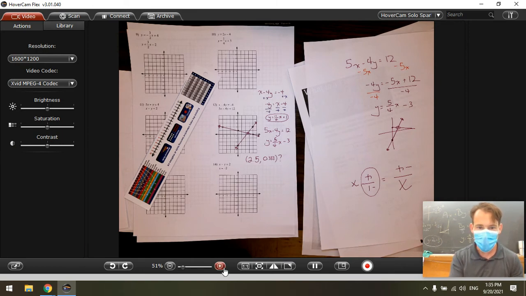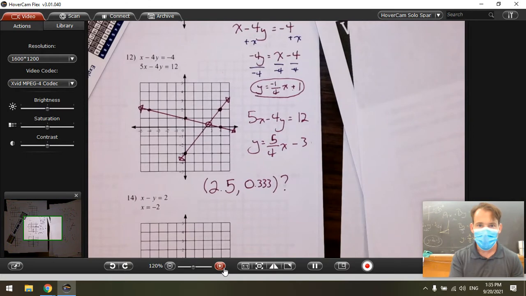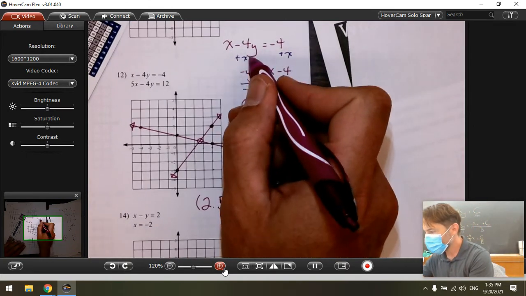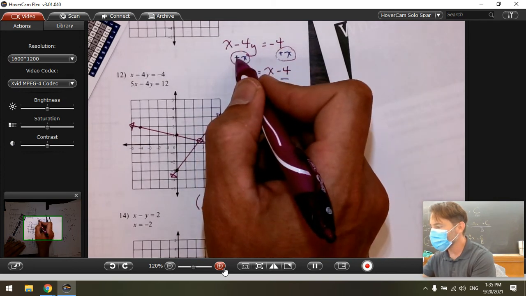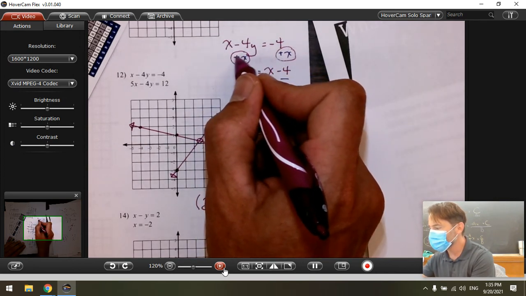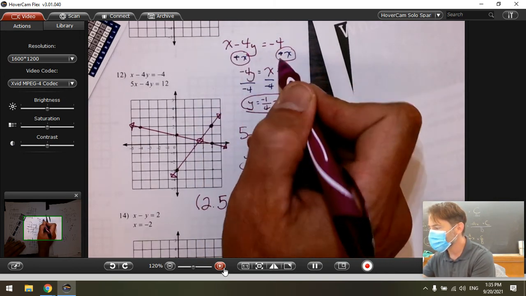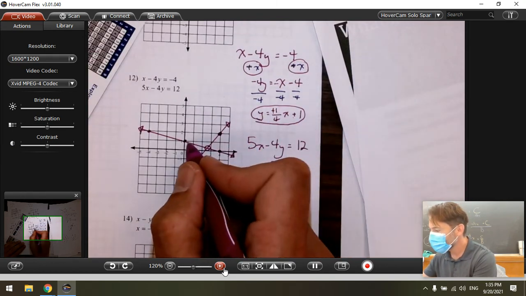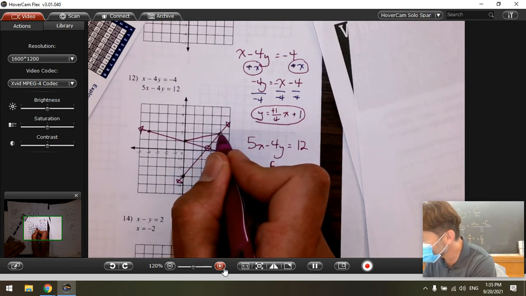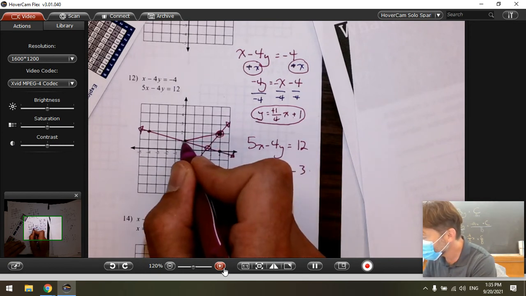Okay, let's take a look. Why did I make a mistake? I made my mistake right here. I added x to both sides. I made a very common error. I have x. I need to subtract x from both sides. That will flip the sign here. That will flip the sign here. That will flip my growth. It will cross here. There we go.